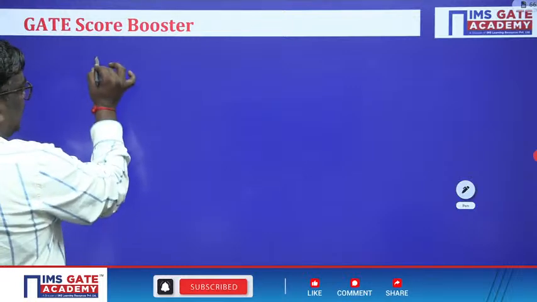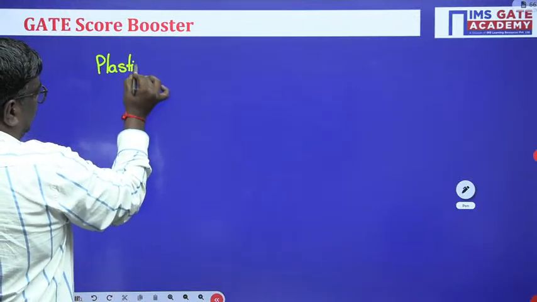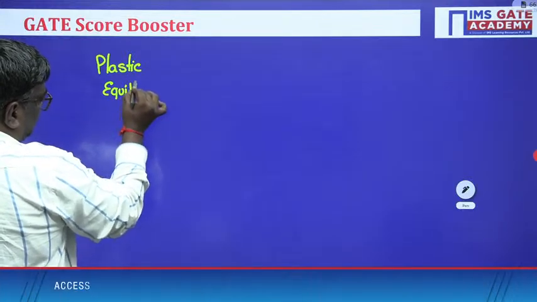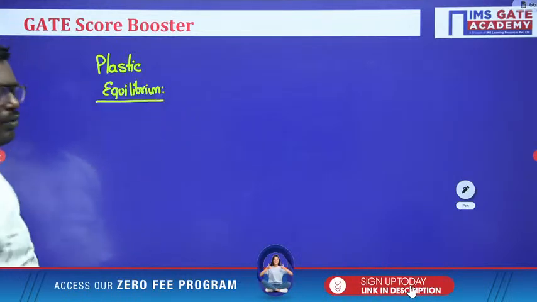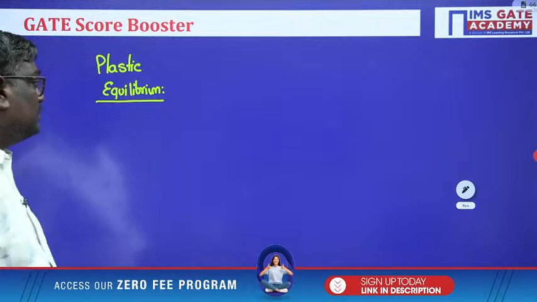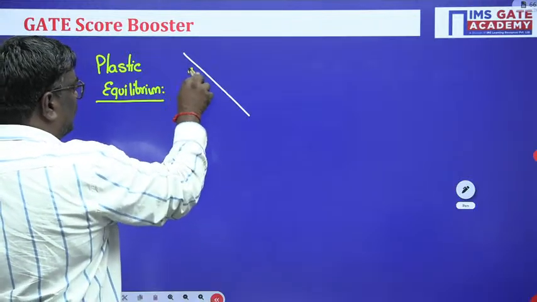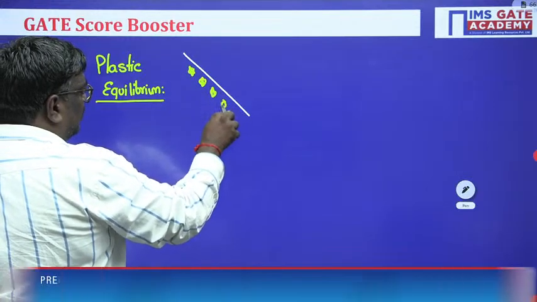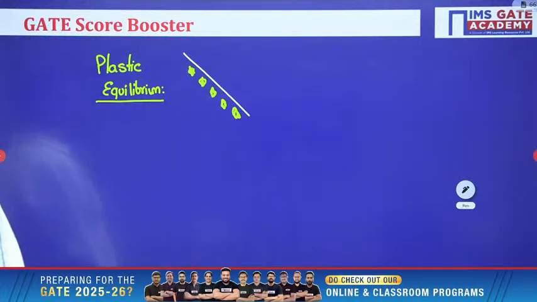First of all, you should have an idea on plastic equilibrium condition. What is plastic equilibrium condition? If all the soil particles are at the verge of failure, if you consider this as a failure plane, all the soil particles are at the verge of the failure plane.